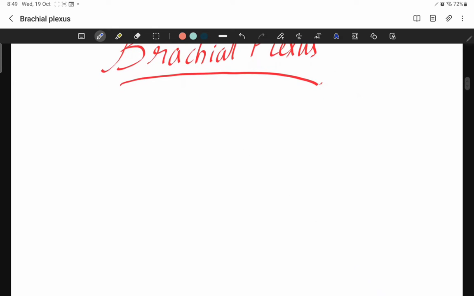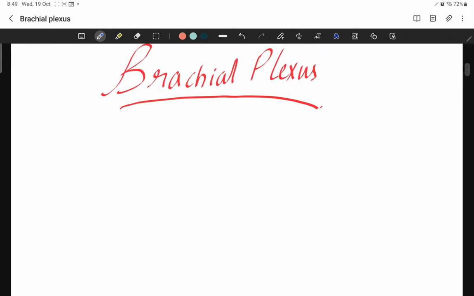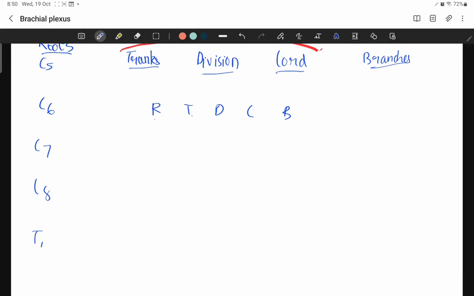So let's start. The roots come from the spinal nerves. So I'll just write down the roots. Root, trunk, division, cord, branch. You can say like rods, pells, dogs can bark. Okay, so that's a good mnemonic, right? You can choose your mnemonic whichever you feel easy.